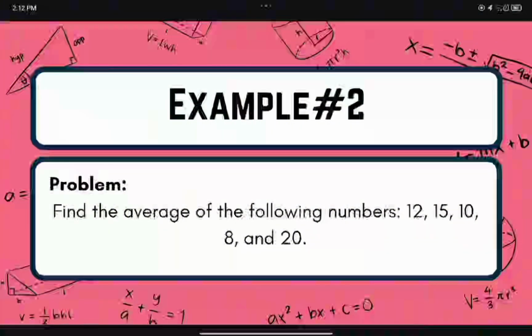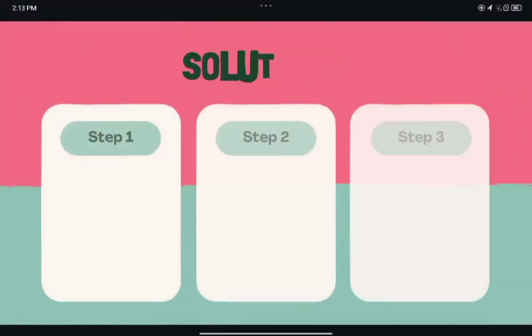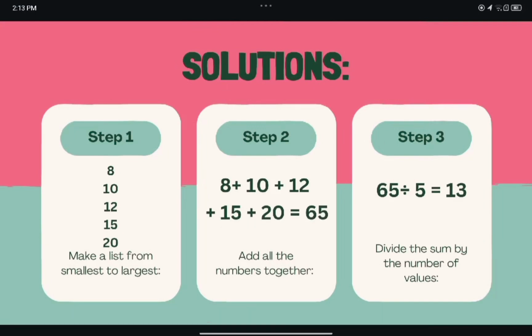So here is the second example. Problem. Find the average of the following numbers: 12, 15, 10, 8, and 20. Step 1. Make a list from smallest to largest. Kailangan lang natin na ayusin yung mga numbers mula sa pinakamaliit hanggang sa pinakamalaki. For example, yung numbers na nasa problem is 12, 15, 10, 8, and 20. So, aayusin lang natin sila from smallest to largest.